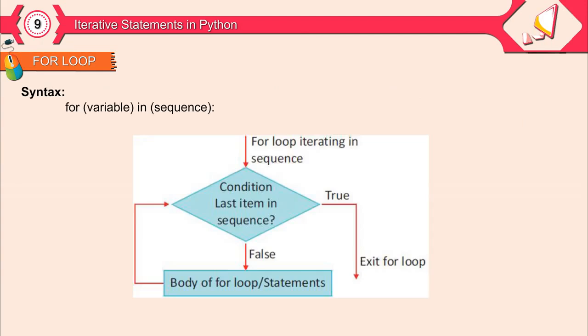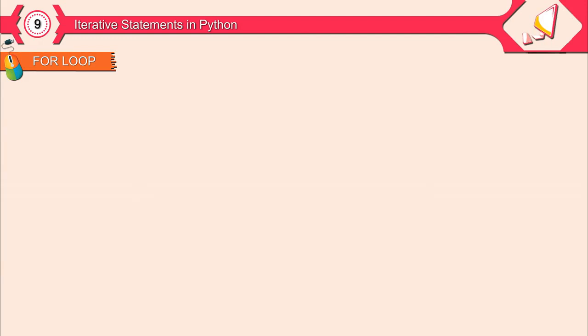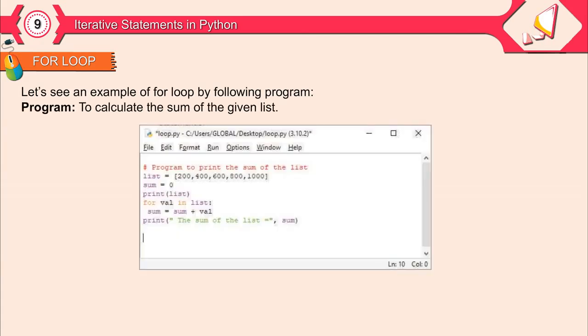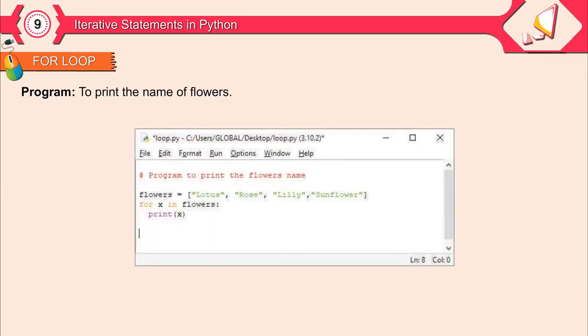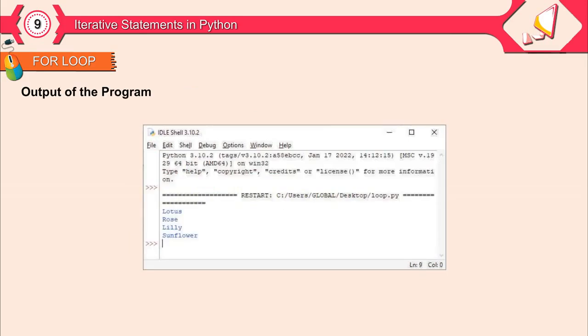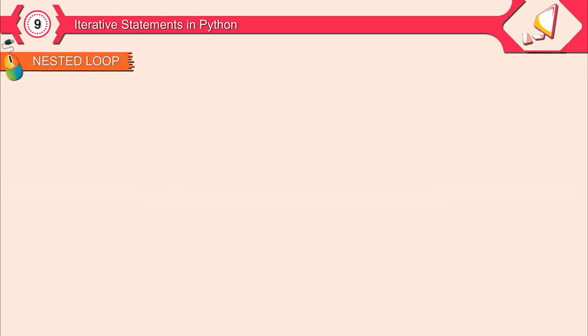Syntax: for variable in sequence, statement, statements. For loop iterating in sequence. Condition: last item in sequence. False, body of for loop, statements. True, exit for loop. Let's see an example of for loop by following program. Program: to calculate the sum of the given list. Output of the program. Program: to print the name of flowers. Output of the program.